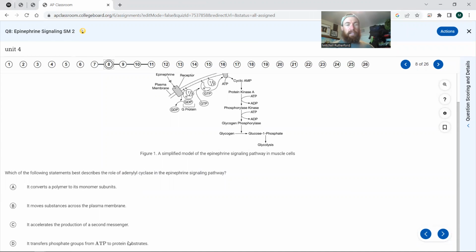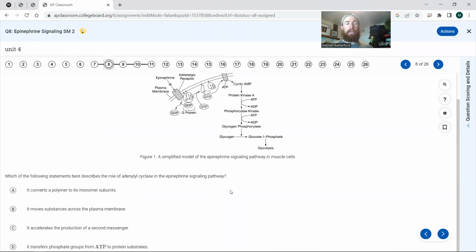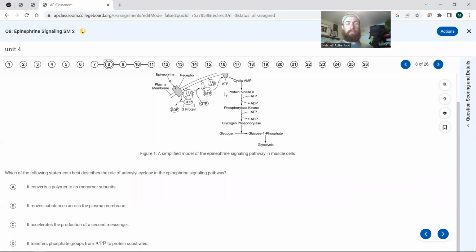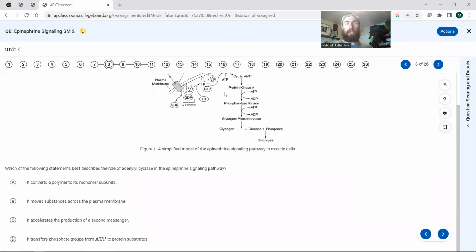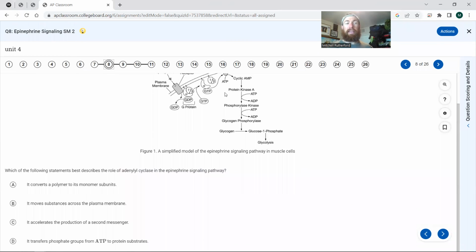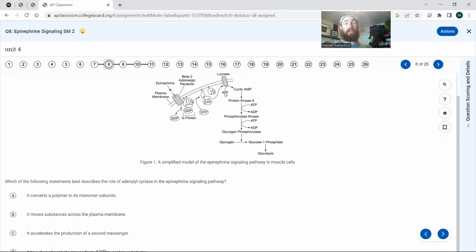D: Transfers phosphate groups from ATP to protein substrates. Ugh, gosh, that's a pretty good one because we do have phosphate groups, and the protein substrate would be adenylyl cyclase. Oof, that's tough. That's a toss-up between C and D. I would flag this one. I'm not entirely sure which one it is, but I think C is correct, and D is just a very solid answer.